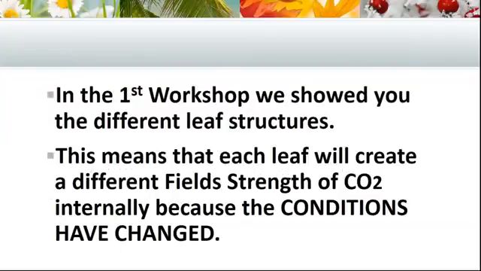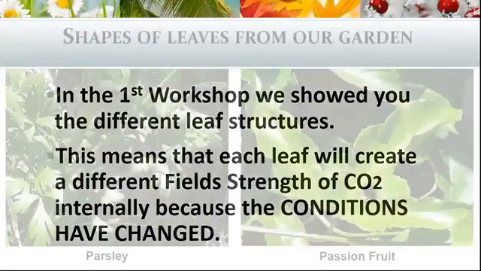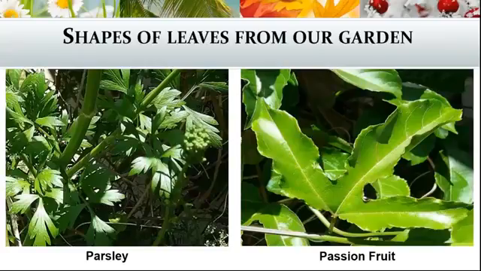Now, in the first workshop, we showed you the different leaf structures and how each leaf structure created a different Magravs field. Now, we take that one step further, and each leaf creates a different field strength of CO2 internally because of the change in the structure of the leaf. So when you look at the leaves there of parsley and passion fruit, because their leaf structure is different, they're both creating CO2 internally within their leaf, but because the structure is different, it's the change of conditions. So the parsley will be creating a different CO2 field strength than the leaf of a passion fruit.